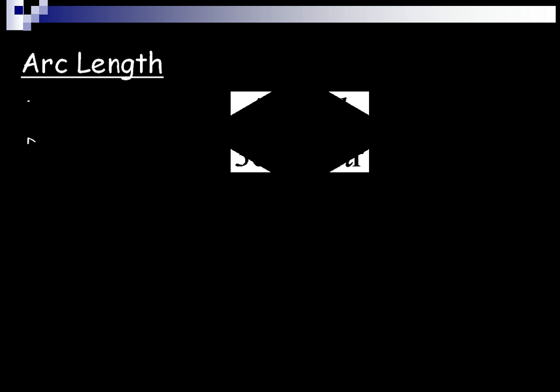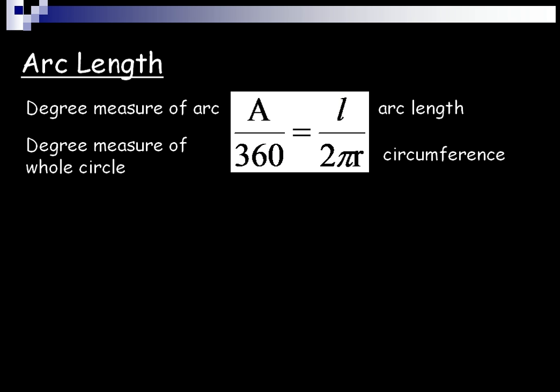Arc length. Let's talk about arc length. The length of the arc is just a piece of the circumference, so to speak. So up here, this A is the measure of an arc, 360 the measure of the whole circle, L is the arc length, and 2 pi r is the circumference. So when determining an arc length, we basically have to plug specific values in to this ratio here. The arc measure over 360 equals L over 2 pi r, and we'll have to compute the circumference based on what the radius is. And that's the end.